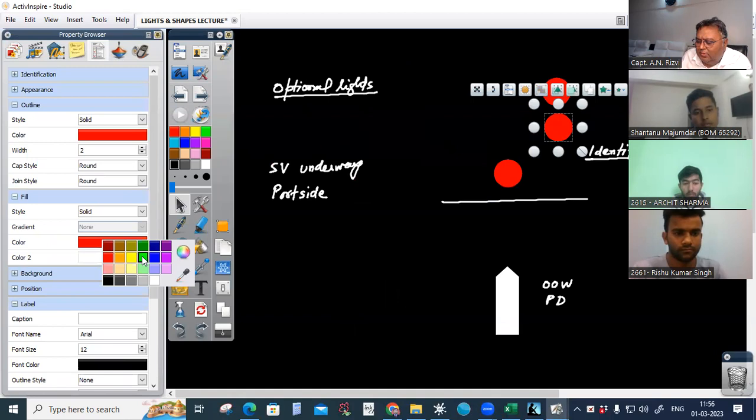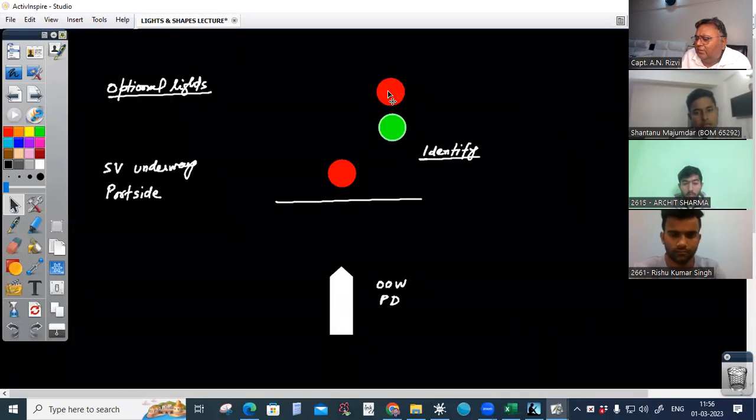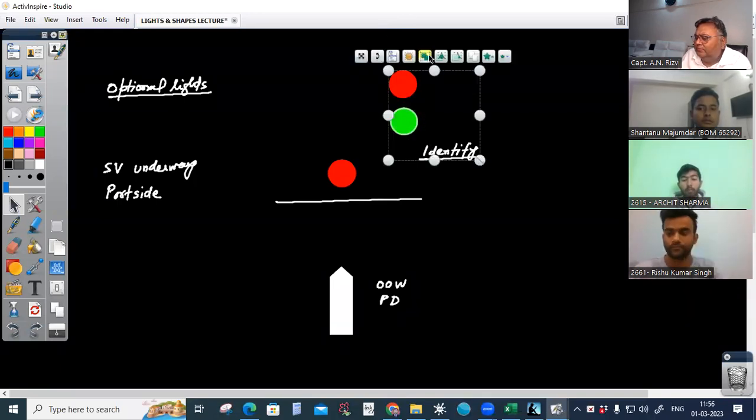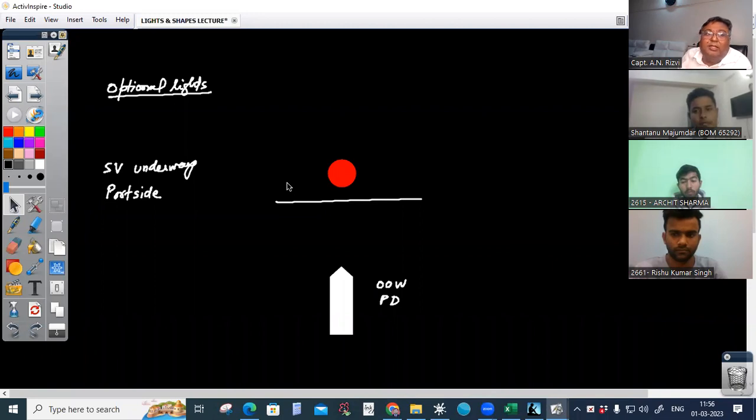One second. So these are optional lights, correct? Yes, sir. Now you don't have these lights. They are not available. You see only this. So don't you feel that you should say this is the sailing vessel underway seen from port side without optional lights? Yes, sir, we should say that.